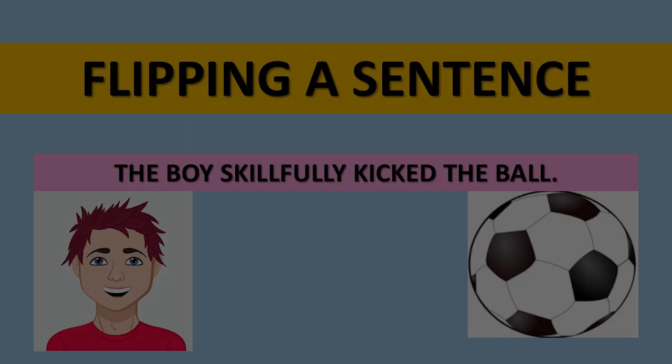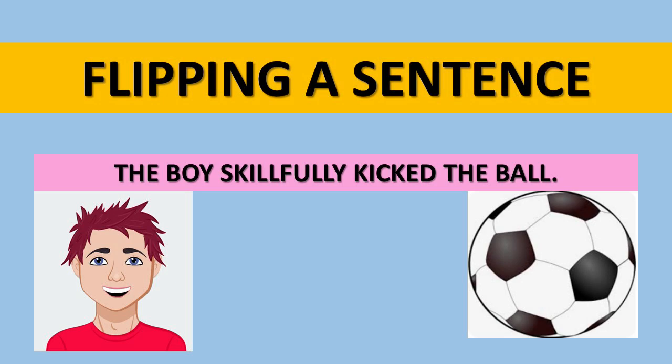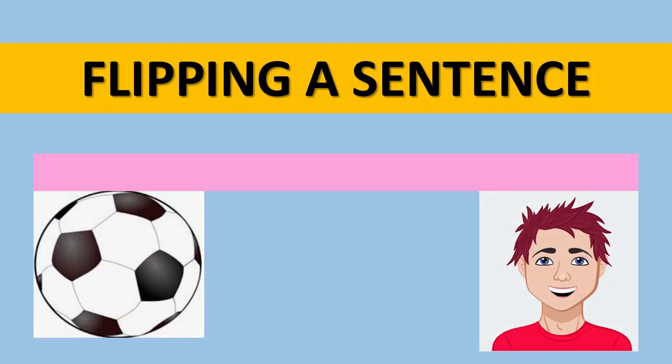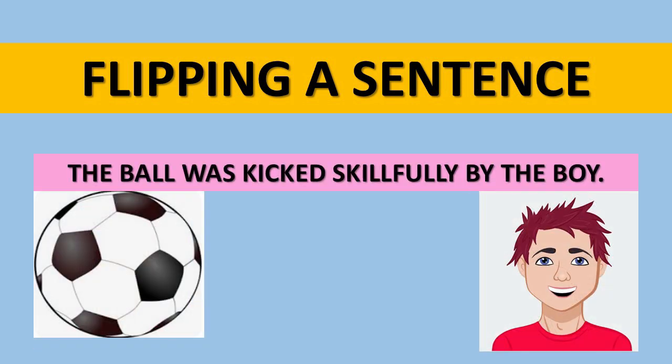Here's a final example of flipping a sentence. We've got the boy skillfully kicked the ball. The boy is at the front and the ball is at the back of this sentence. Let's simply take them and switch them around, and that gives us the ball was kicked skillfully by the boy.